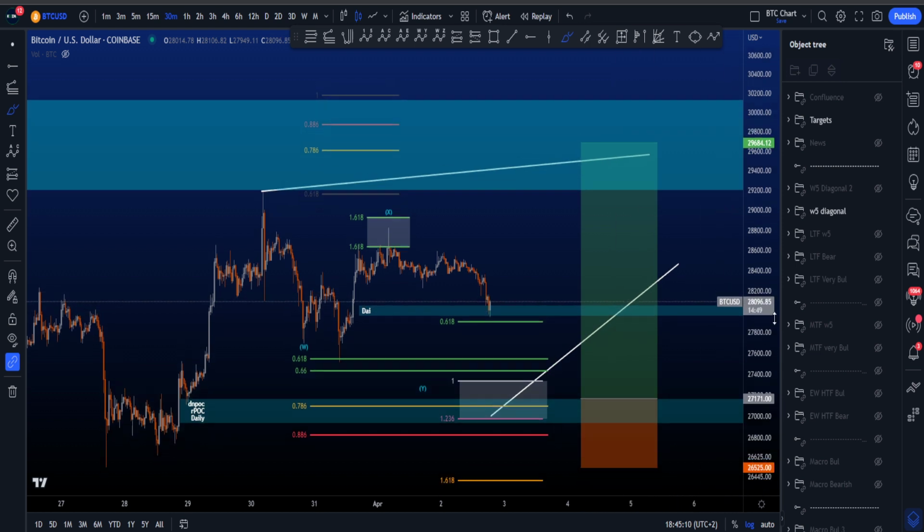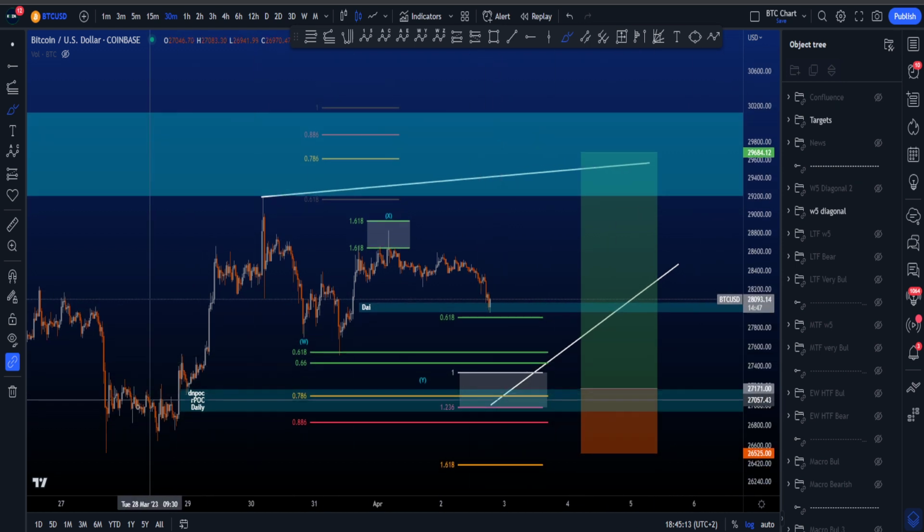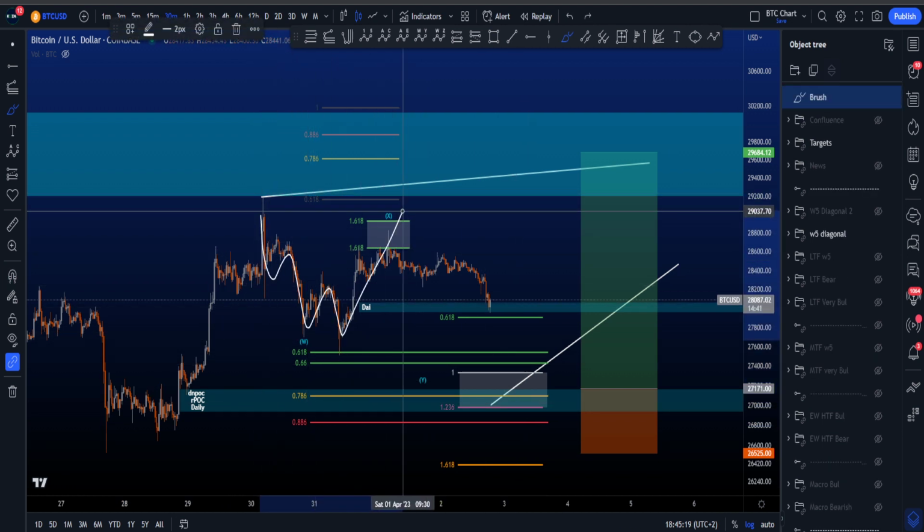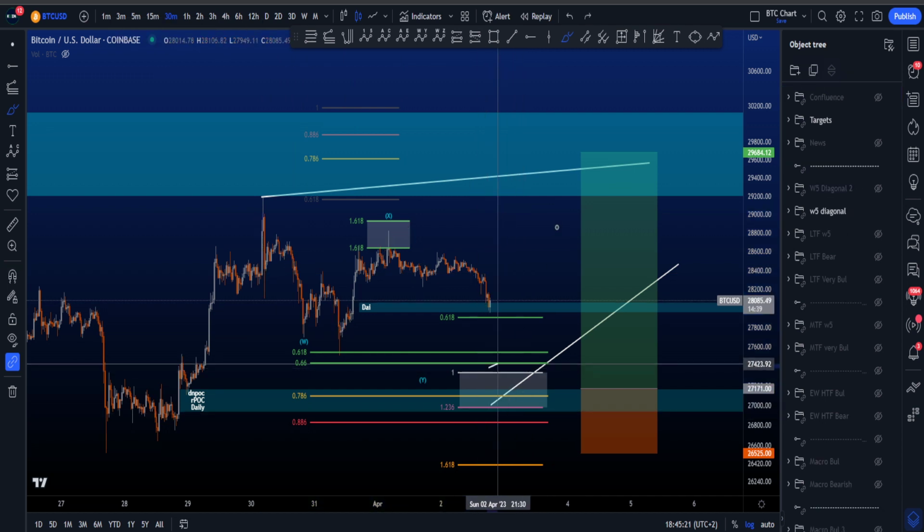So in this particular scenario, which is not my preferred at the moment, this is an impulse to the upside and then a wave 1. Then we have a wave 2 to the downside, which then is a W, X, Y to the downside, before then a move to the upside.